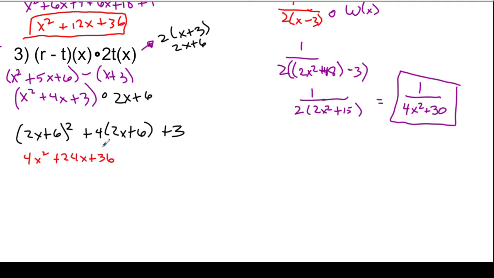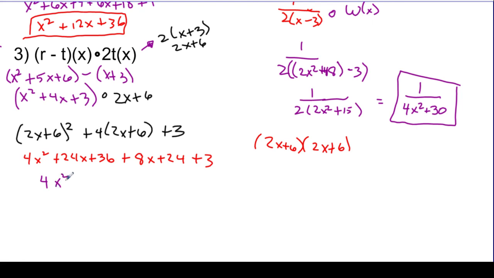And again, if you're unsure where that came from, just off to the side, do 2x plus 6 times 2x plus 6. That's what squaring 2x plus 6 means. That's where I'm getting this number from. Okay. Distribute the second one, 8x plus 24, and then I have this stray 3 that's sitting there by itself. Okay, so I just have a big combining like terms problem.